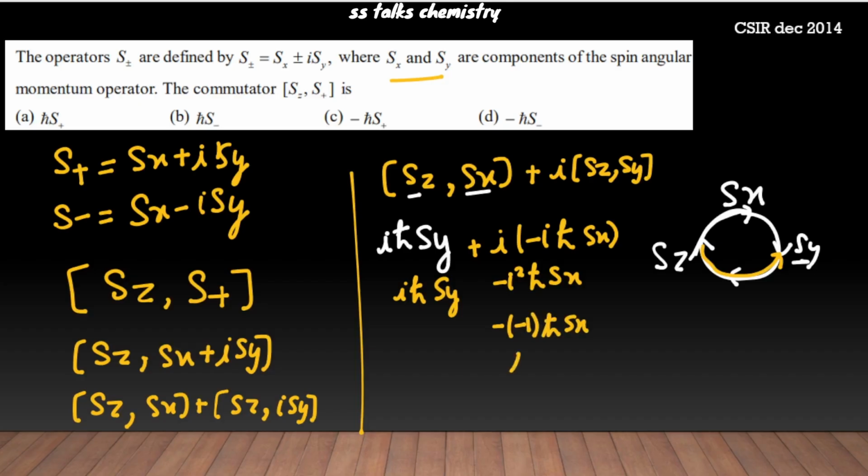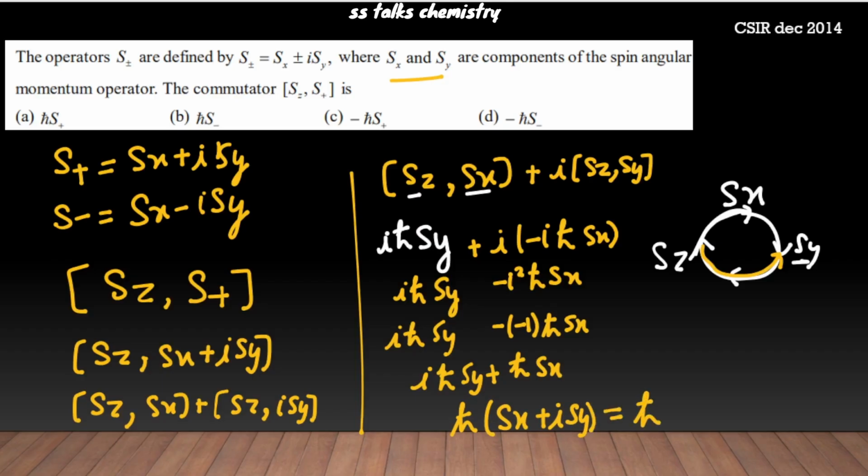Now minus minus will become positive. It will become h cut into Sx plus here the iota h cut Sy, it was already present, right? So here h cut will come outside. We are getting Sx plus iota times Sy. So this is equal to h cut into S plus. So this is going to be the answer, right? So h cut into S plus, option A, becomes the right answer in this case. I hope it's clear. Okay.